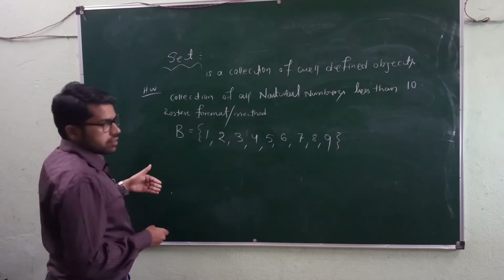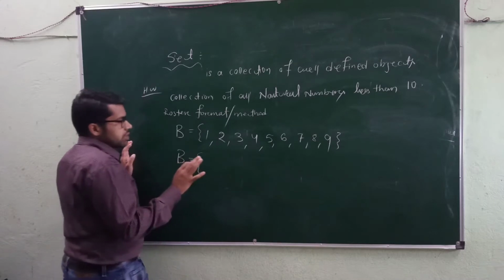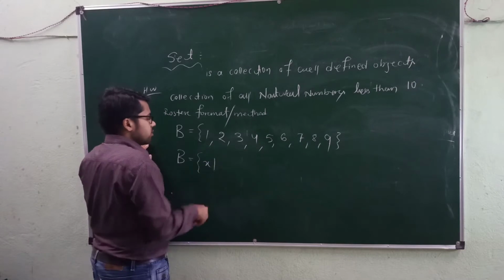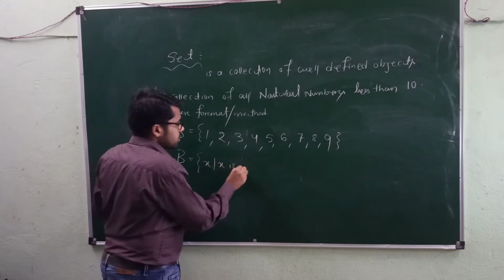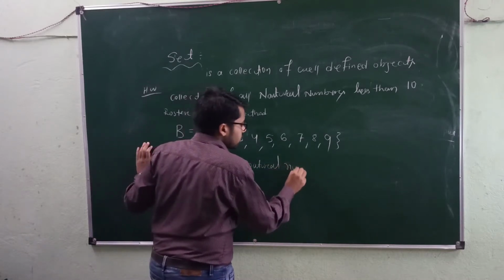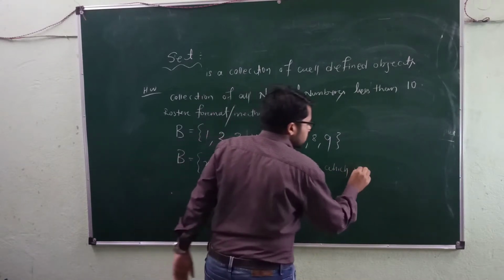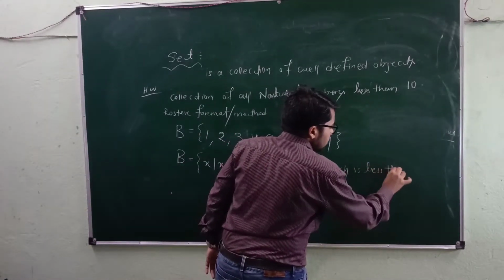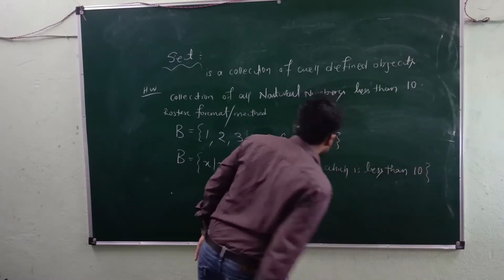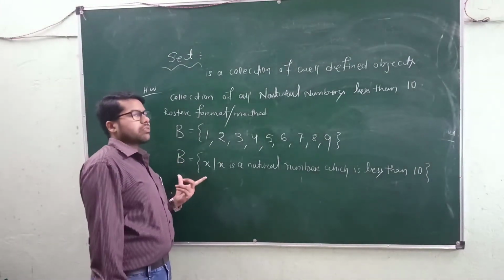We can write the same set in set builder format also. How to write it? See, B equals x such that x is a natural number which is less than 10. Simple, easy.